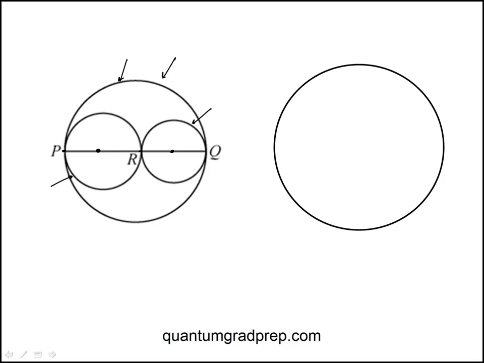And the question is, how does the circumference of the larger circle compare to the sum of those of the two smaller circles? So the first thing to recognize here is that the center of that larger circle has to fall on this line PQ. It has to be somewhere, let's say here.